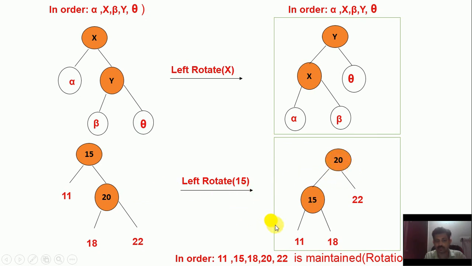If you see the in-order, what was the in-order before rotation? 11, 15, 18, 20, and 22. So after left rotation we are also getting the same in-order key values. This is case 1, a special case.